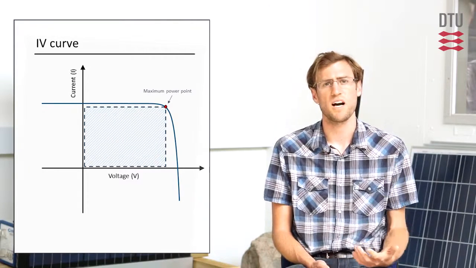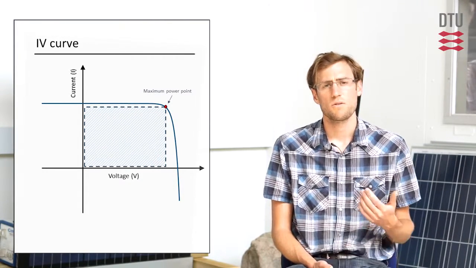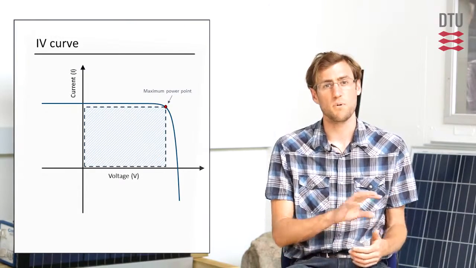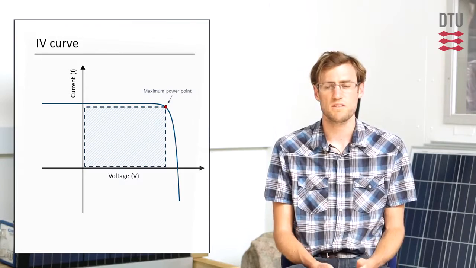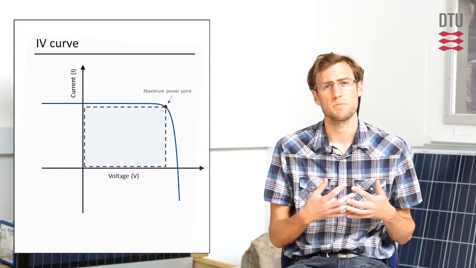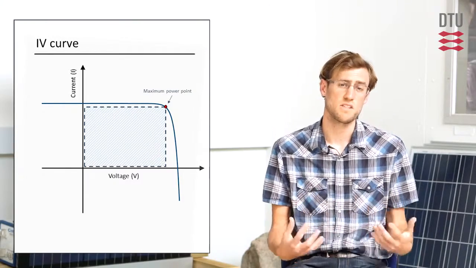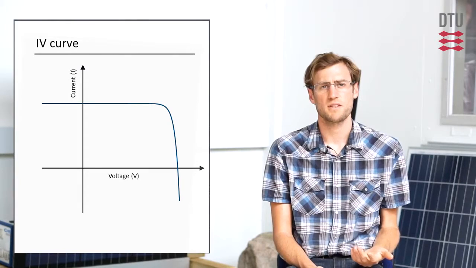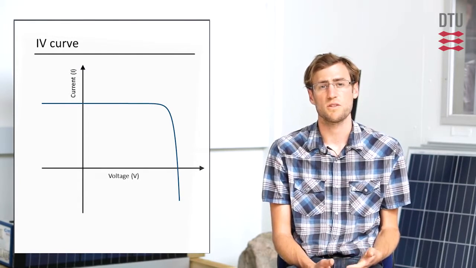So the people who design PV systems really look at the maximum power point of all points on the IV curve because it represents what's the real power that we can actually extract from the PV device under a given set of conditions. And so another useful parameter that we can extract from the IV curve is called the fill factor.